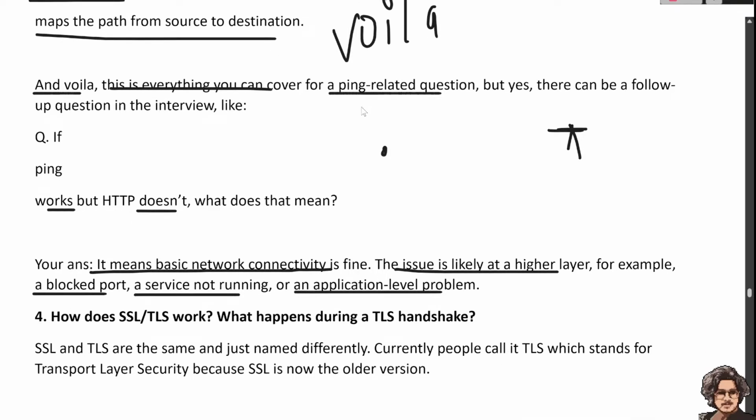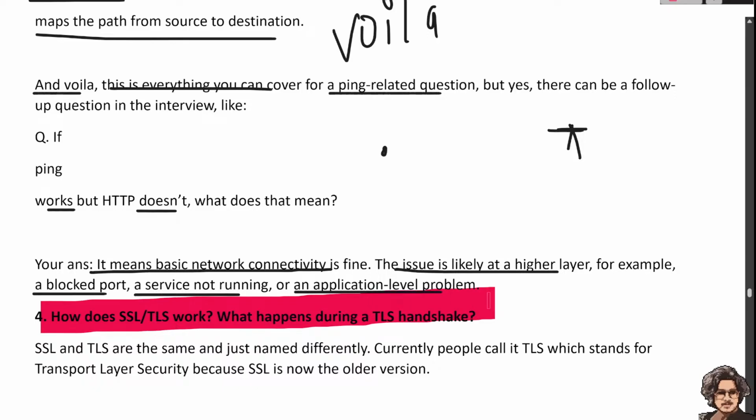Okay, understood ping. Now move to the next thing. How do SSL and TLS work, and what happens during the TLS handshake?